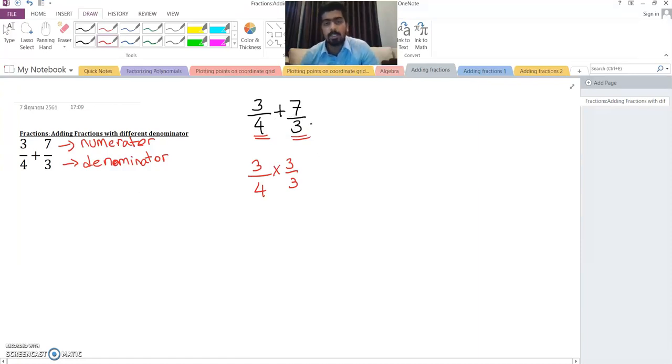We do the same thing with the second fraction. We have a plus sign, so we put a plus sign. And we have the second fraction, 7 over 3. And what do we do here? We take the second fraction and multiply it by the opposite denominator. The opposite denominator is 4. So we multiply by 4 over 4.